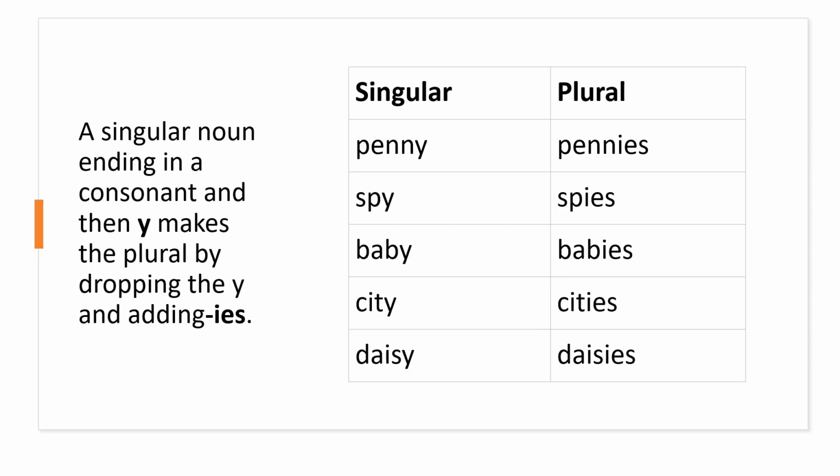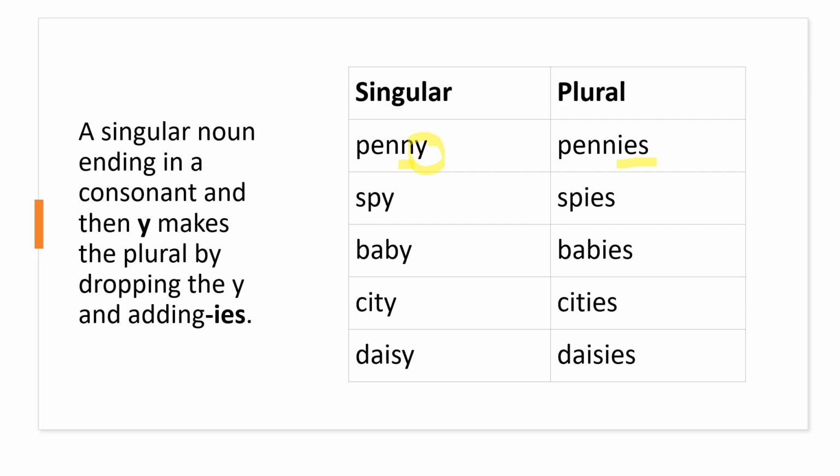Okay, on to the next one. A singular noun ending in a consonant and then y makes the plural by dropping the y and adding ies. What does that mean? It means कि वो singular noun, ठीक है, जिनके end में एक तो y आता हो, और दूसरा consonant, ये n देख रहे हैं आप, यहाँ पे consonant है, तो ये क्या बन जाएगा? Pennies. When we add ies at the end, we can create plural form. ये क्या बन गया? Pennies. अब हमारे पास है word spy.